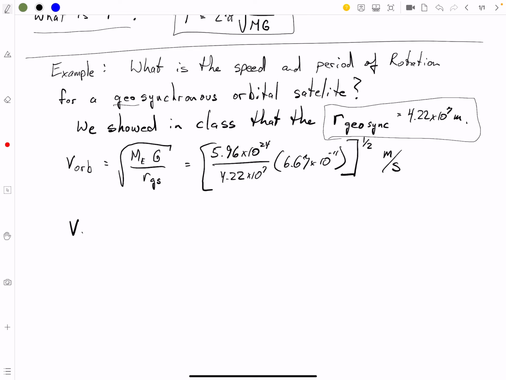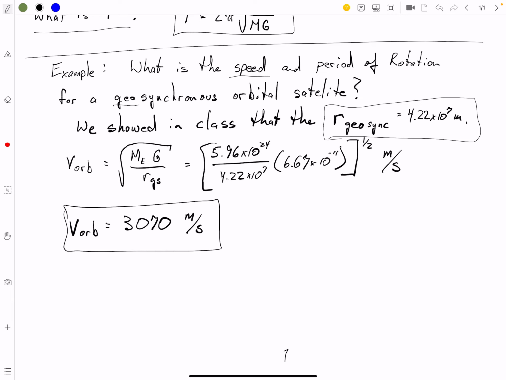But definitely check your units if you're not getting good answers, right? Make sure that you've got your algebra right. So that is 3,070 meters per second. Okay, so that's the speed, right? That's pretty fast. That's quite fast.